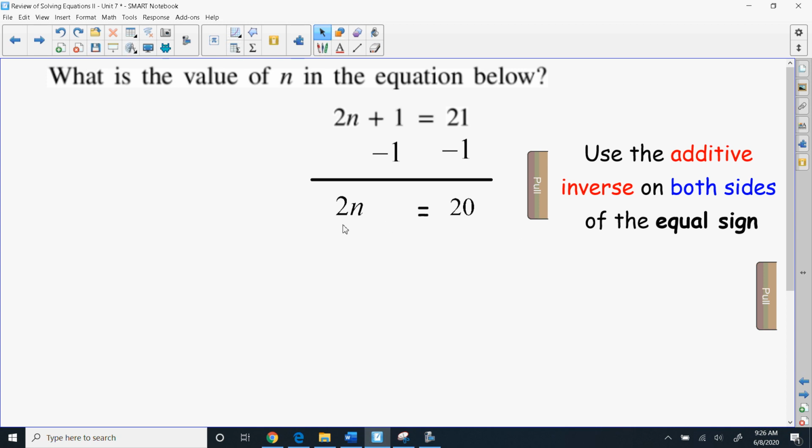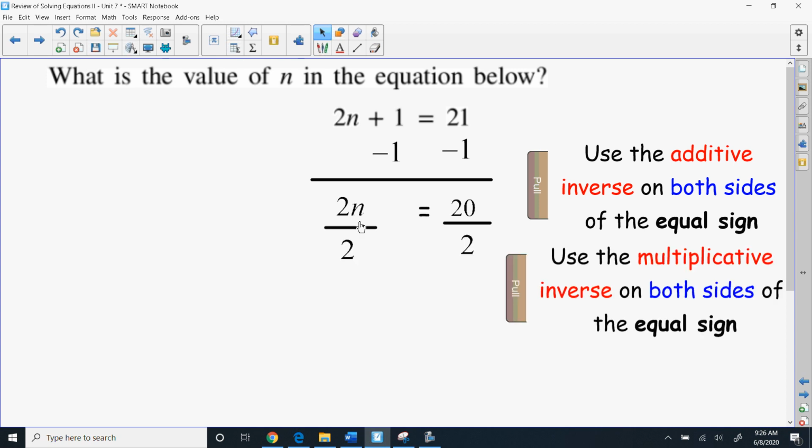And now we have to solve for n. So we have to isolate the n by dividing both sides by 2, or use the multiplicative inverse, in other words, on both sides of the equal sign, which is divide by 2, or multiply by 1/2. The 2's will cancel out on the left side, and we have 20 divided by 2, which will give you the answer of 10, and n is equal to 10. This is a problem, an equation that has just one solution.